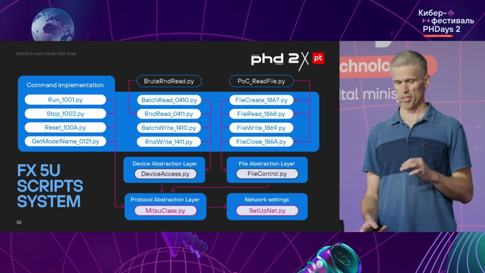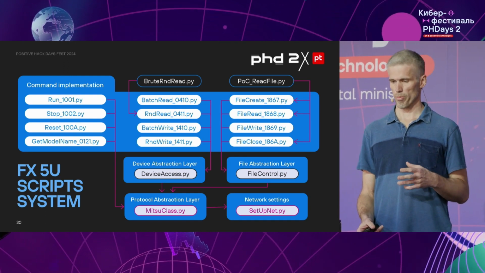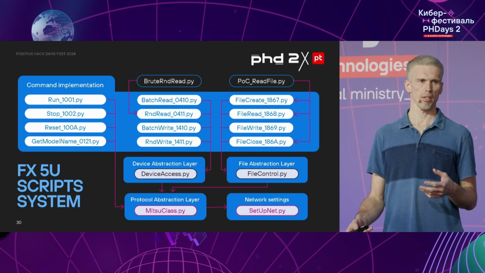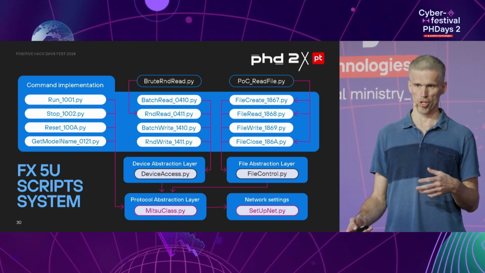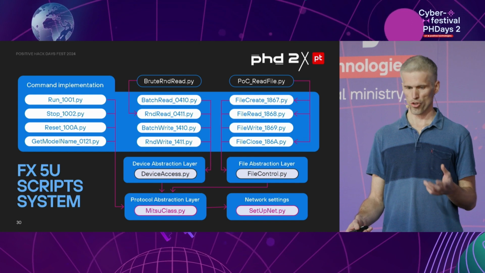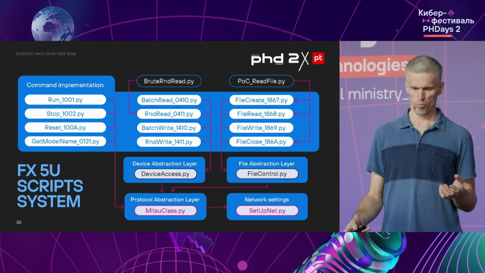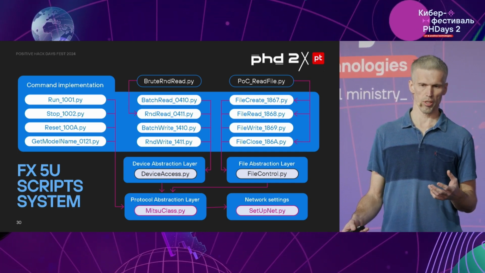And I decided to first apply the script system. This is how it looked for FX5U. I changed the fields slightly in the scripts, not in all of them actually, not in all of the topmost scripts, but in the protocol abstraction layer. When I changed some fields there, the script system started working. I made sure that this script system started working on the new PLCs, both of them.